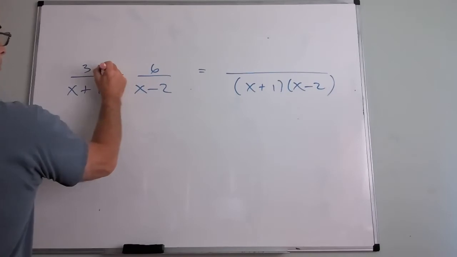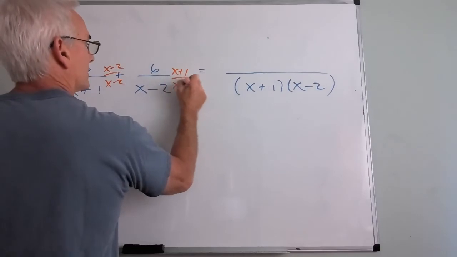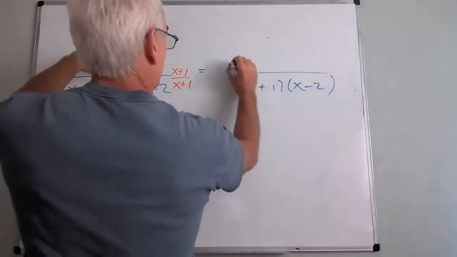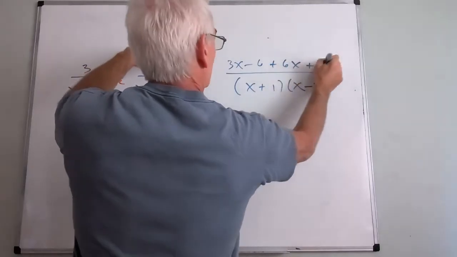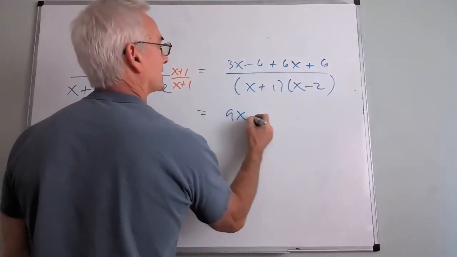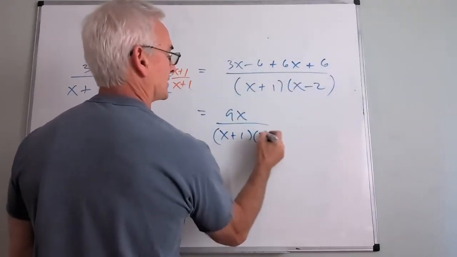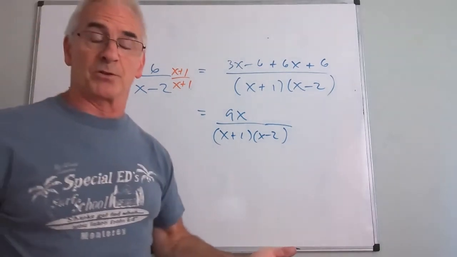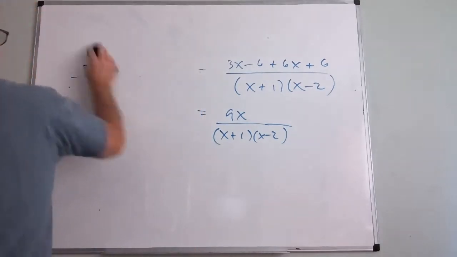If you were in a baby algebra class, you'd probably do something like this. And therefore, what would your new numerator be? It'd be 3 times x minus 2 plus 6 times x plus 1. And now you have 9x, and your bottom is x plus 1, x minus 2. By the way, a rule of thumb is you would prefer to leave your denominator factored. It's correct to multiply it out, but there's no advantage gained. Okay, great. So you got that answer, and now you're totally happy with it.